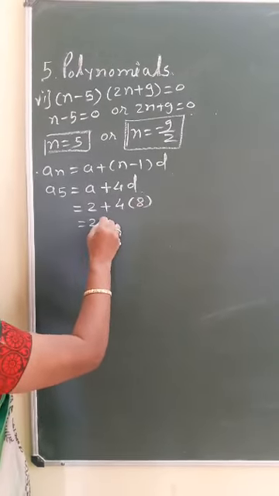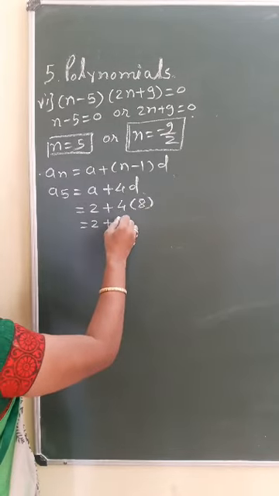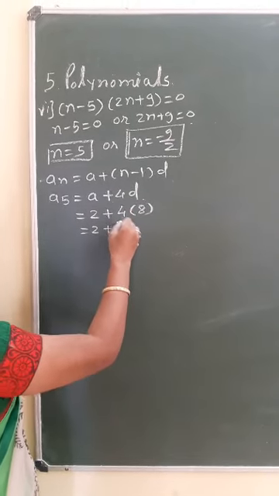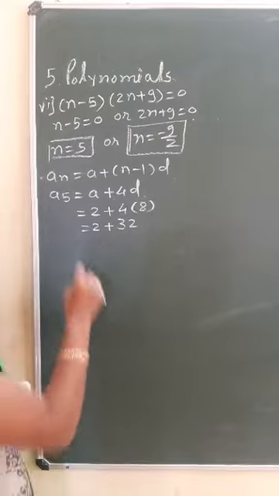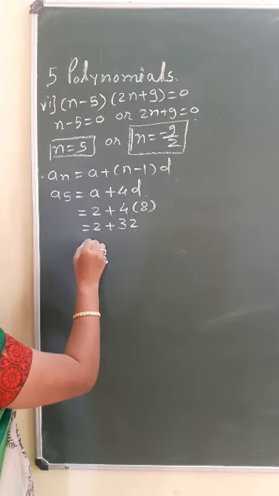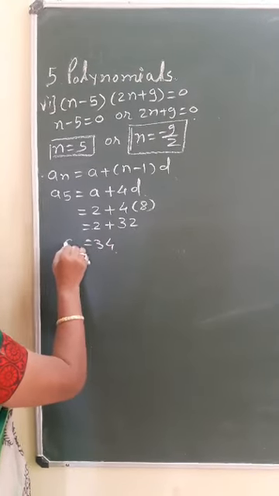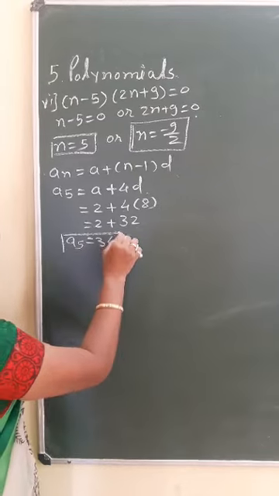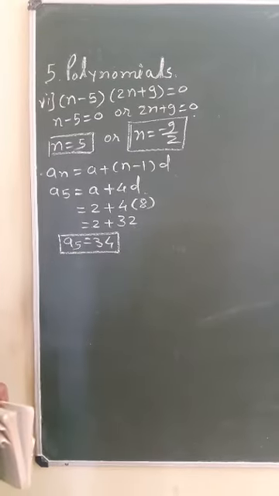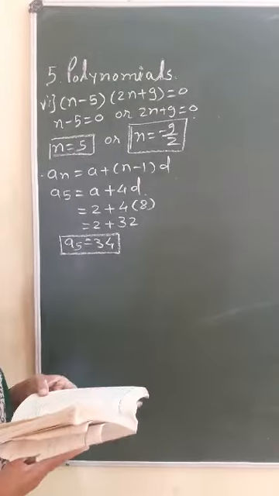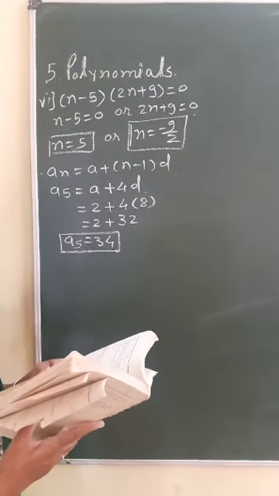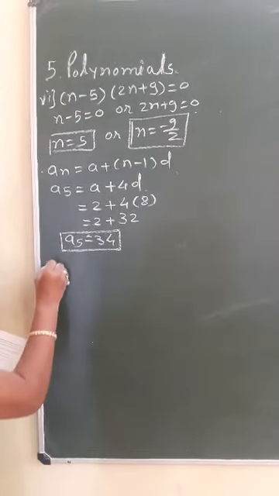So we will get 2 plus 8 into 4, which is 32. Okay. So 32 plus 2 is nothing but 34. So a5, they have asked an. And an we have taken as a5 because the number of terms we got is 5. Okay, next, the 7th.